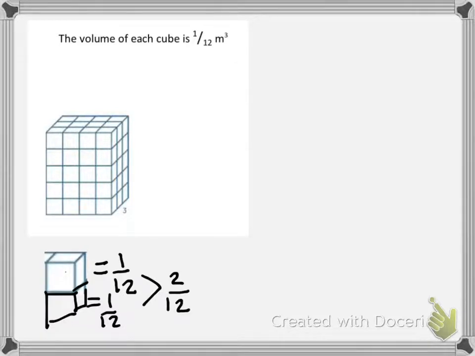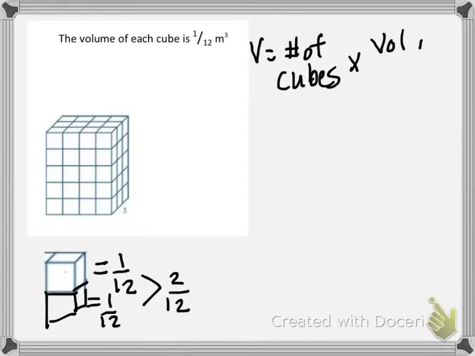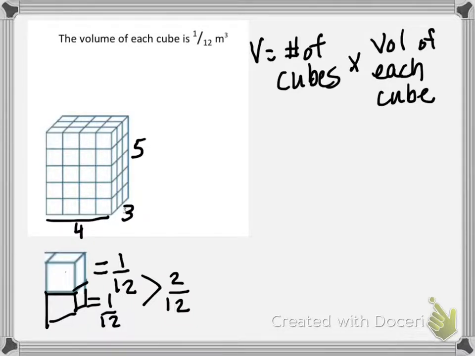So again, we know the total volume of the shape would be the number of cubes multiplied by the volume of each cube. We can see here that there are 4 cubes along the length, there are 3 cubes along the width, and there are 5 cubes high. So if I multiply those together, that would give us 60 cubes.